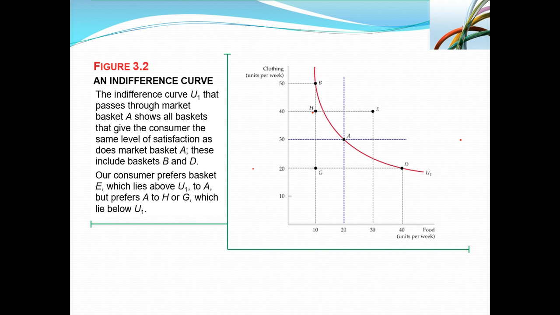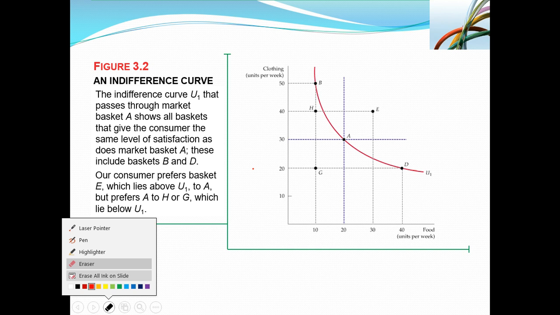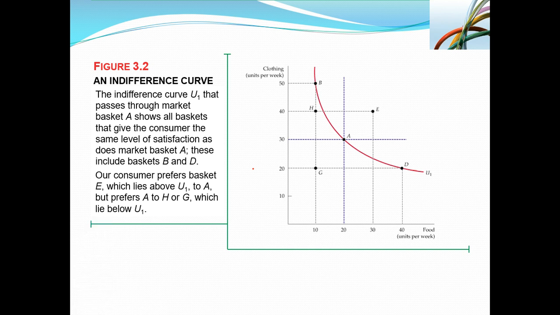Okay, because according to the law of transitivity, there is no way that two combinations that give the consumer different levels of utility can end up lying on the same indifference curve. It doesn't work like that. Under transitivity, it can't happen like that, right? So therefore, this indifference curve that passes through A shows the baskets from which the consumer will get the same level of satisfaction. So A, B, and D, those are the combinations from which the consumer will get the same level of satisfaction.